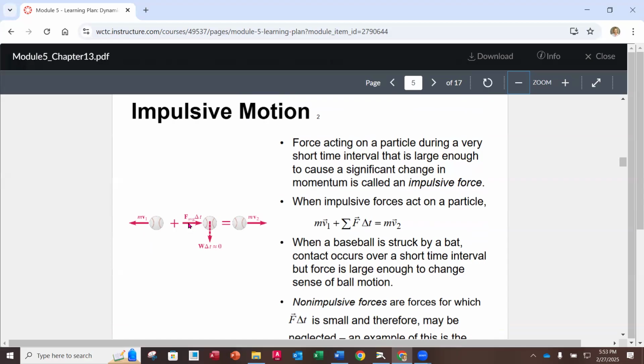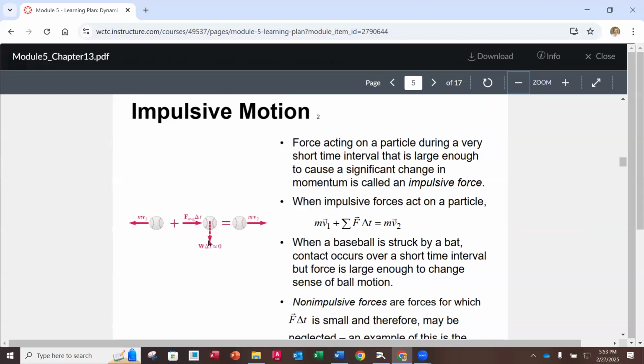In the middle part, the impulse that is going to be given to that baseball is the bat hitting the ball. That's the force. And it's going to have a time where the ball is in contact with the actual bat, and that's the amount of time that it's actually in contact.